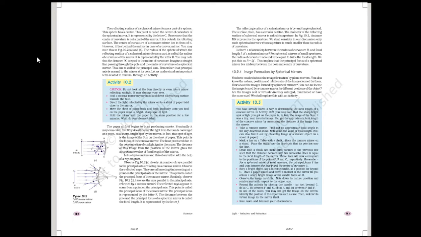The radius of the sphere of which the reflecting surface of a spherical mirror forms a part is called the radius of curvature of the mirror. It is represented by the letter R, and you may note that the distance PC is equal to the radius of curvature. Imagine a straight line that passes through the pole and the center of curvature of a spherical mirror. This line is called the principal axis in both cases.